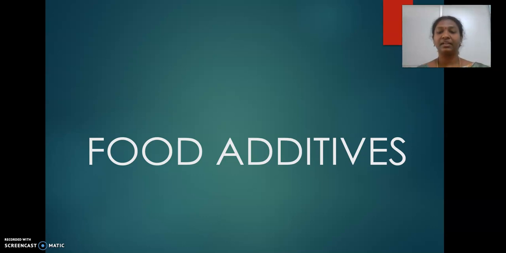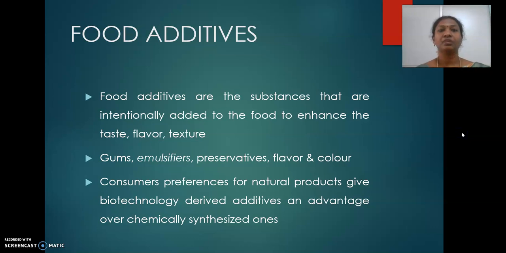So we start the class with the food additives definition. Food additives are substances that are intentionally added to food to enhance the taste, flavor, and texture. So what is a food additive? It has been intentionally added to the food, either to enhance the taste, flavor, or texture. Some examples of food additives are gums, emulsifiers, preservatives, flavor, and color.